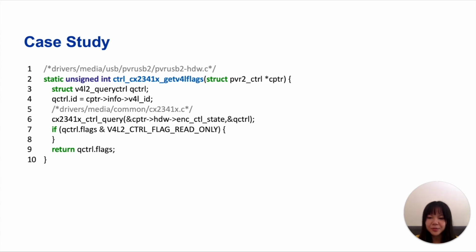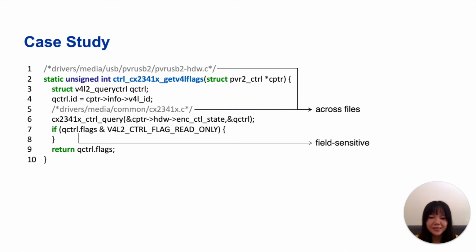Here is a bug that UBITect found in driver's media USB. In line 3, it declares a structure type QControl and only initializes the ID. Then the rest of the structure is supposed to be initialized while function call. However, the rest of the structure could be uninitialized if the function fails. Then in line 7, the flags field is used in the if condition. Therefore, UBITect reports a warning here. In this example, we want to show that the field-sensitive analysis and inter-procedure analysis across the files is necessary.